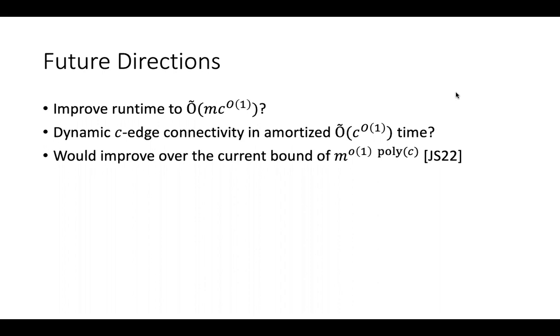And optimistically, if that algorithm could be made dynamic, then you could get dynamic C edge connectivity in amortized O tilde poly C time. This would greatly improve over the current bounds, which are m to the poly C times little o of 1. So it's m to the little o of 1, and then the exponent has a polynomial dependence in C. So it would really be a big improvement if this all went through, but currently the runtime of the algorithm presented in this work is just polynomial in the number of edges.